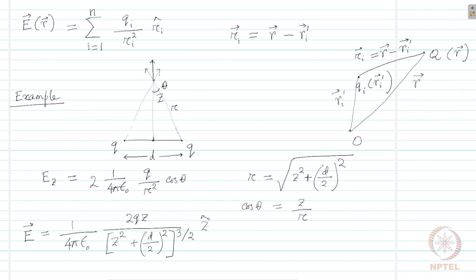Now, if we consider the limit where z is much greater than d, then in this limit we will have the electric field expressed as 1 over 4 pi epsilon naught, 2 q over z squared, along the z cap direction. That is valid only within this limit.